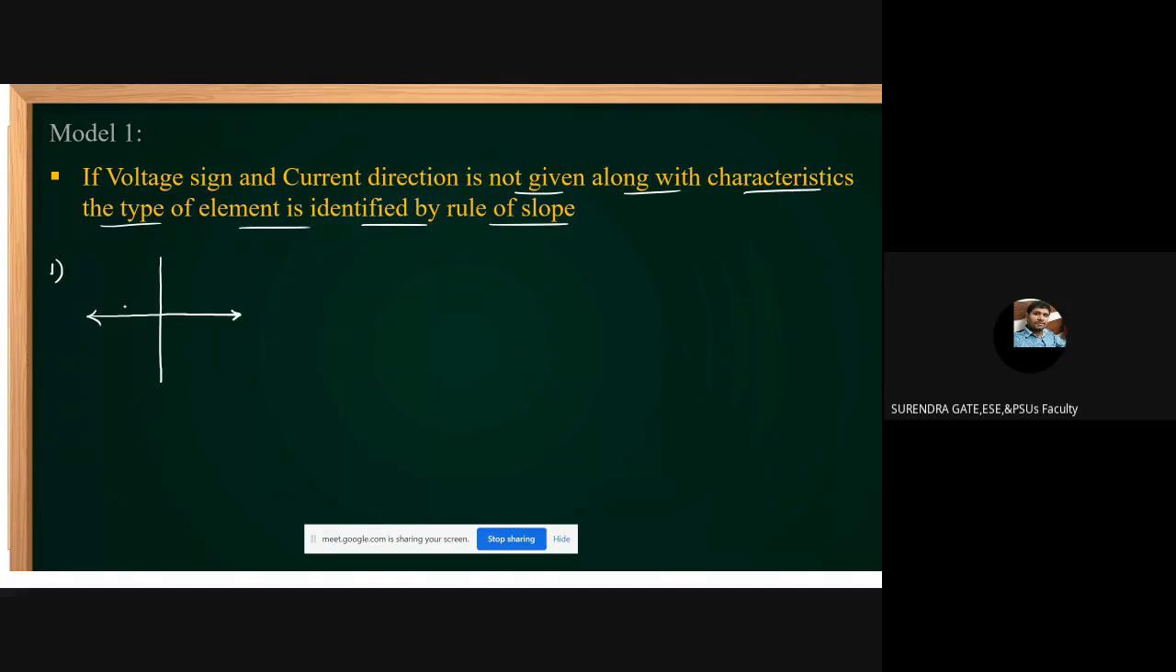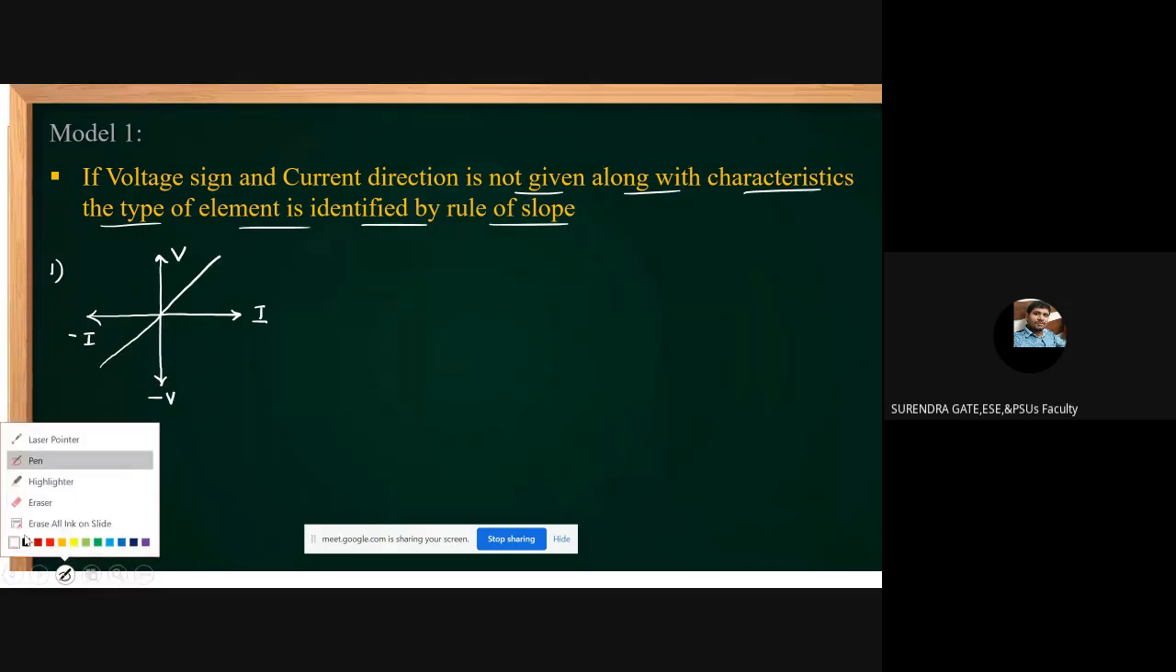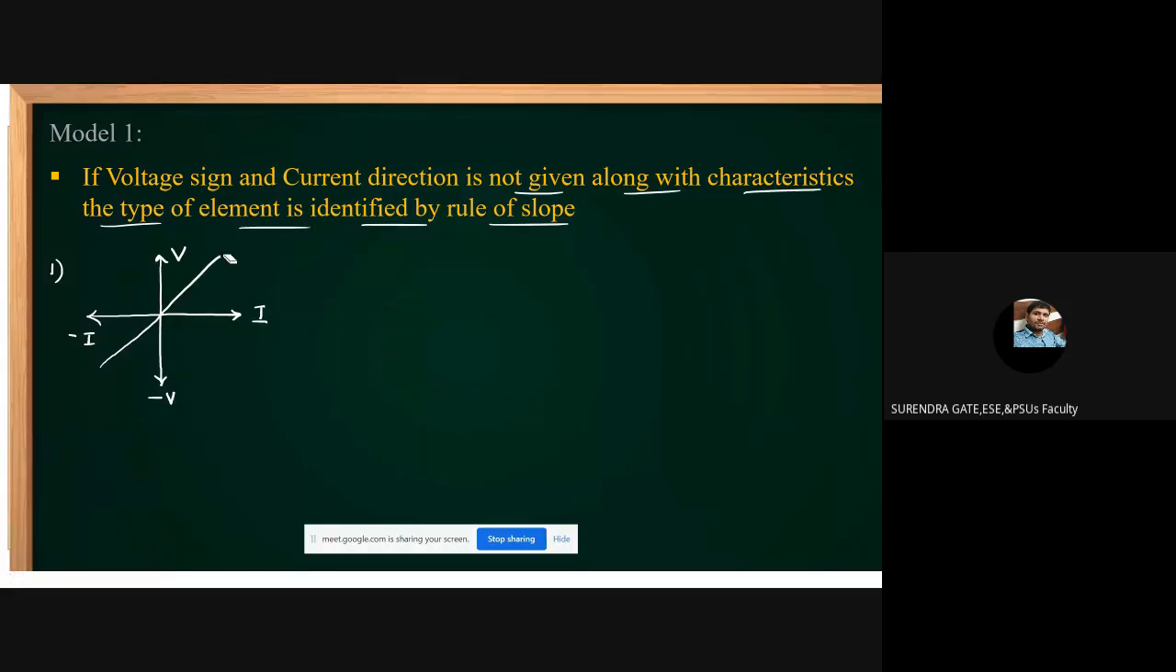Here, these are the characteristics. This is V, this is minus V, and this is I, and this is minus I. The VI characteristics are given like this, students. Can anybody identify the type of element, students? Please identify the type of element. Please follow this.